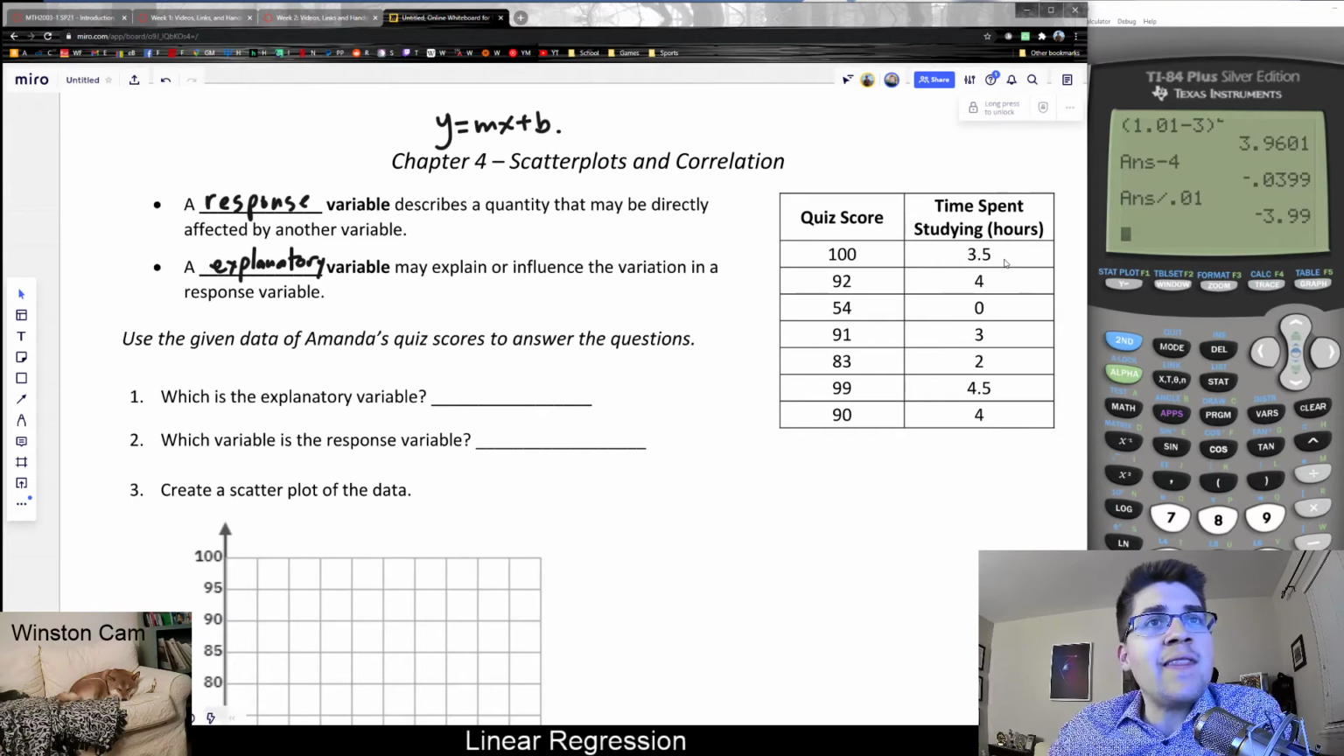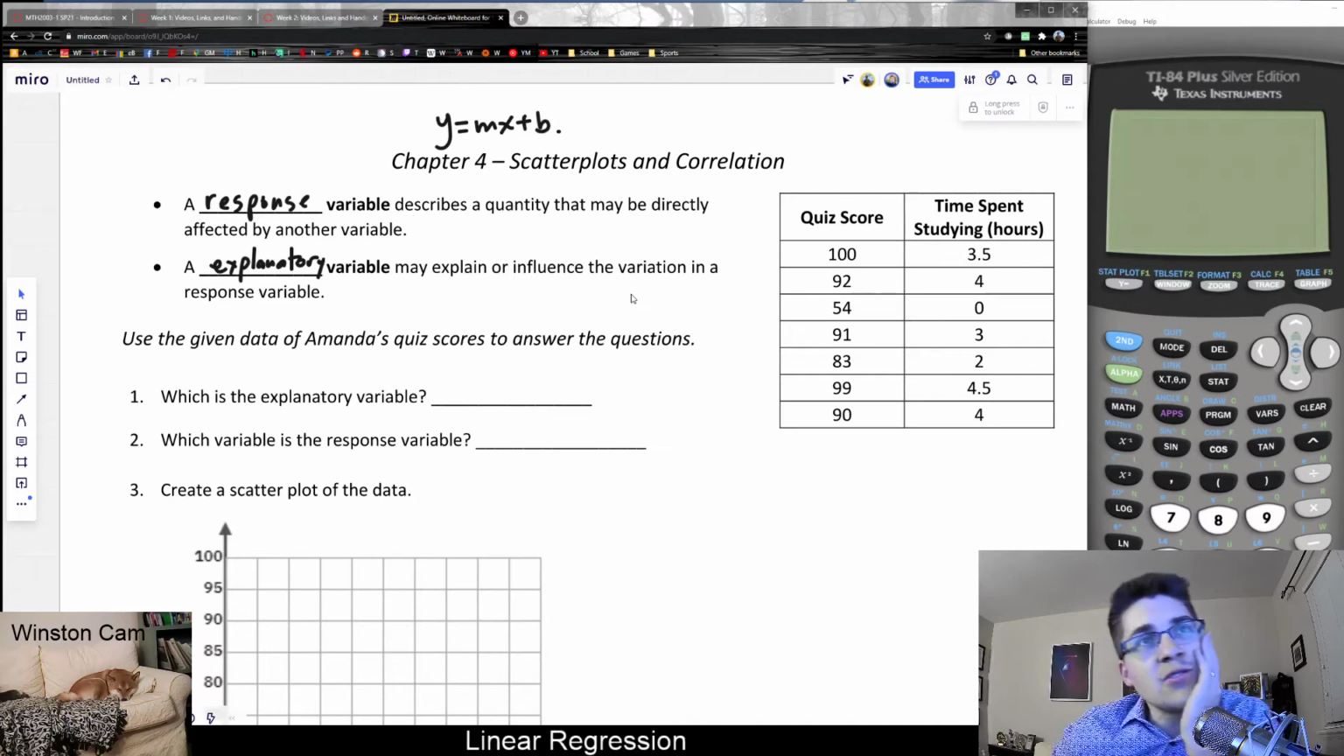And our goal in these couple chapters is to see, is there some sort of correlation between how much time she spent studying and how well she did on her quiz, which obviously we would expect there to be some form of correlation at the end of the day. But one thing that is very important with scatter plots is determining which is the explanatory variable and which is the response variable. Another way of saying this is which one's going to go on the x-axis and which one's going to go on the y-axis.